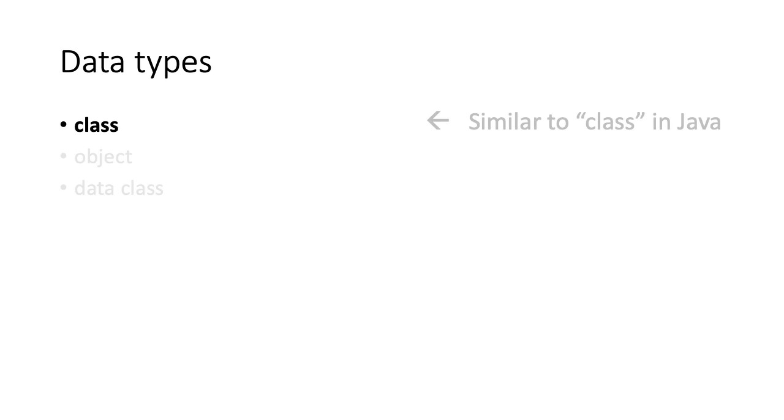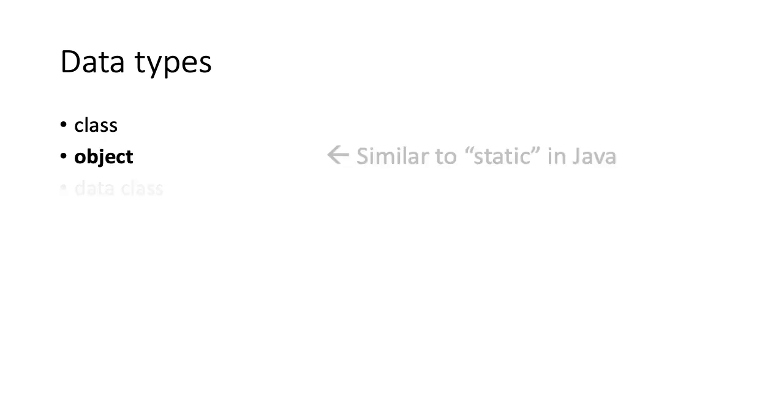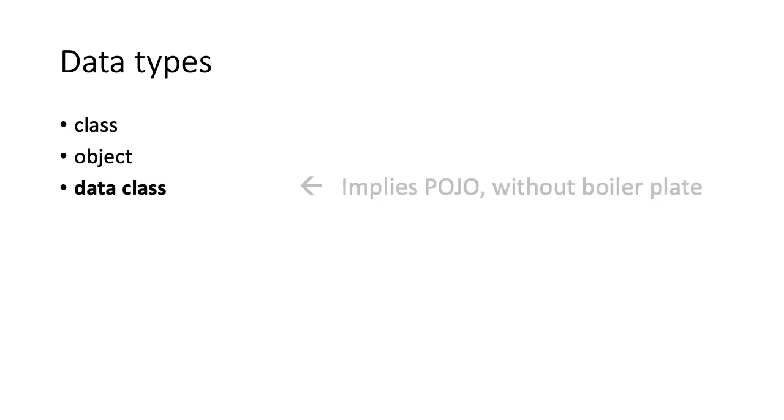Kotlin has support for classes similar to in Java, and we'll go through them in detail. In Kotlin, the object keyword is used to create a singleton object, very similar to static in Java. When you need classes to hold data, data class serves the purpose. You can declare all the properties in the primary constructor, and the compiler generates the rest of the boilerplate for you. So functions like equals, toString, copy, they're all generated by the compiler.